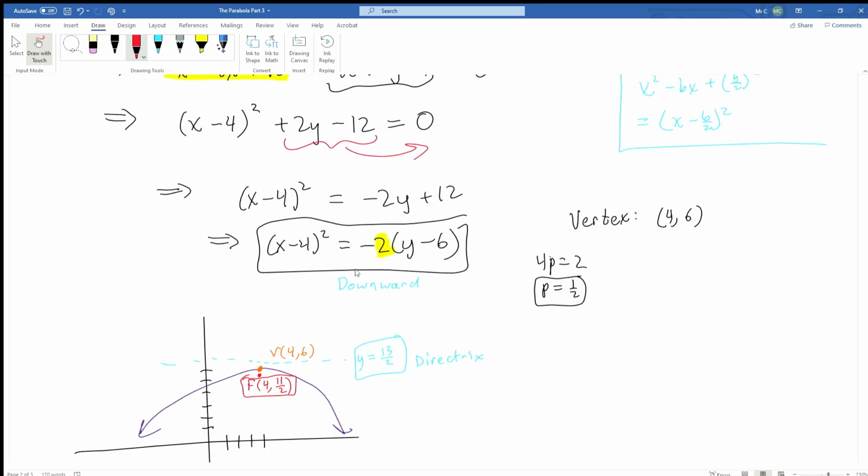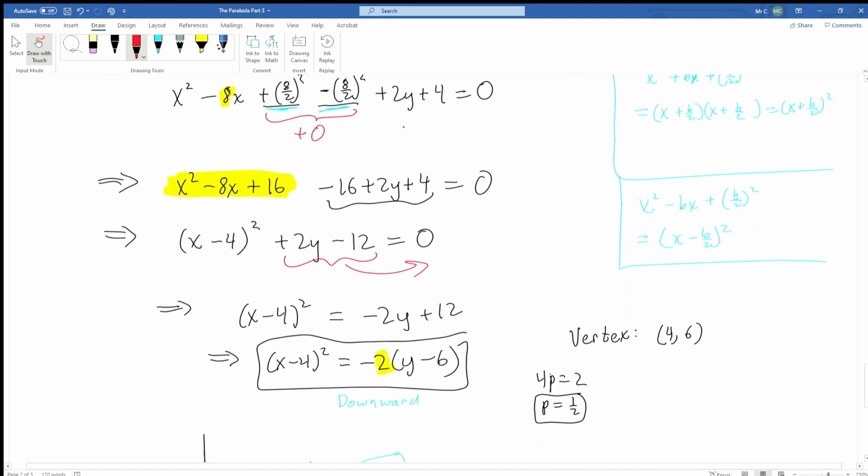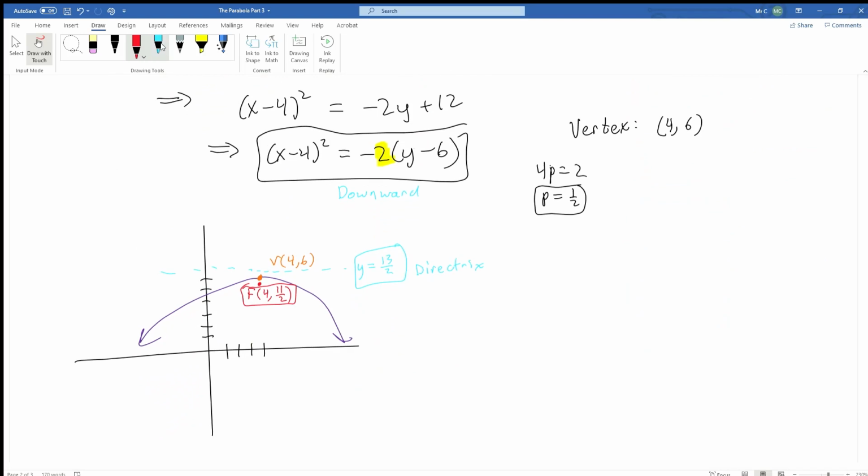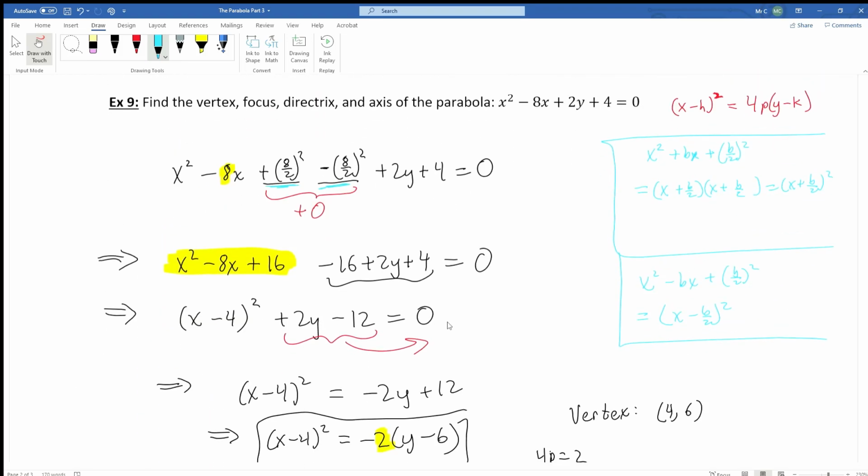And the question also asks for the axis of the parabola. That's just the line that's passing through the vertex, the vertical line passing through the vertex here. So the axis of the parabola is just x equals 4. All right, I believe that's everything that was asked for.